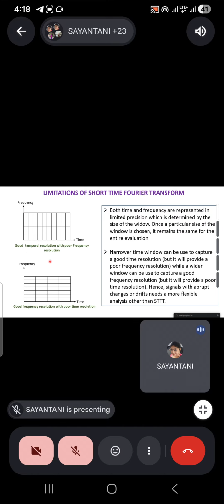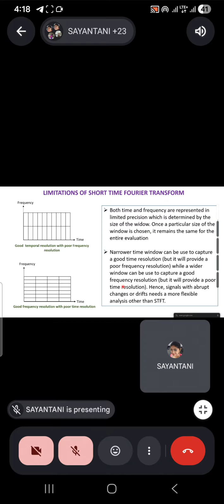In the second scenario, it is the opposite of the first scenario. If I am providing multiple frequency domain based slots to understand distinctly the different changes in frequency, the time slots are again reducing. So over here, I'm getting a good frequency resolution, but the time resolution is poor.